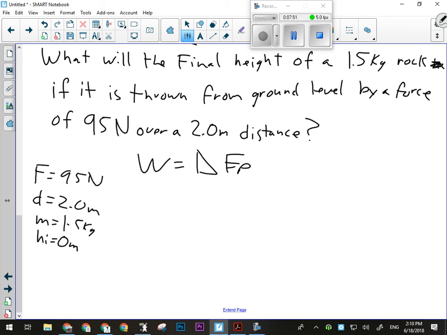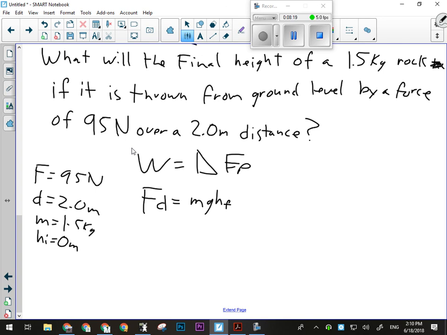All right. So we have force times distance equals m times g times h final, so our final potential energy, minus our initial potential energy, because that's what delta means. Now, since our initial height is 0, how much potential energy do we have initially? 0, which means we don't even need that part of the equation. We can just write that force times distance equals mghf.